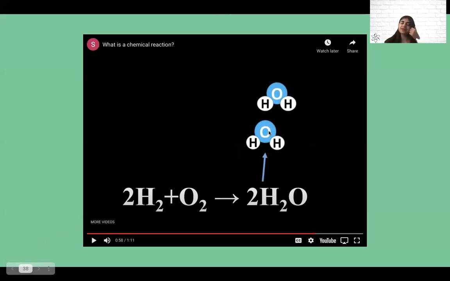And then here again, you can see how chemical reactions are just bonds breaking and then new bonds being formed.